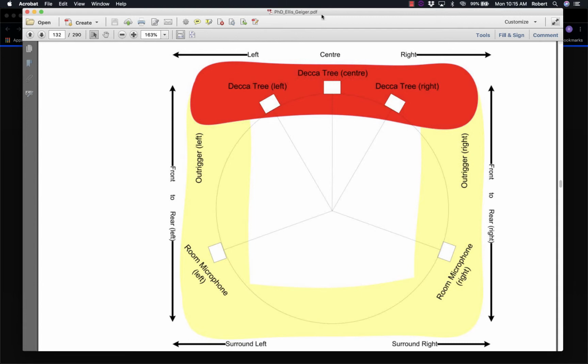If you look at my illustration from my PhD document here, it refers to recording an orchestra using the Decca tree, outriggers and room mics. But if we just look at the red area here, our front speakers, left, center, right, and then the yellow area, we're going into the surround area. If you look at the speaker icons here, how might we use a surround reverberation processor if we are limited to stereo reverberation processors?